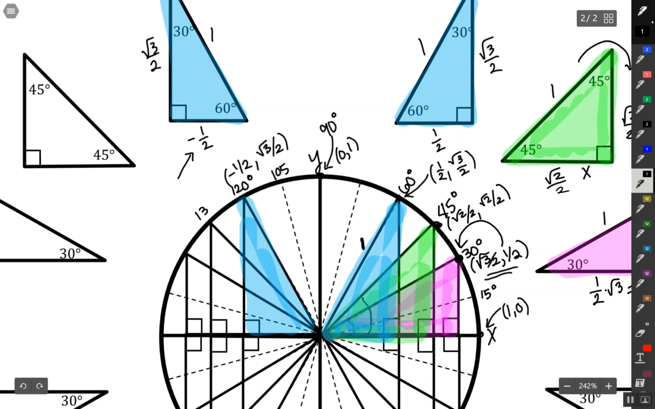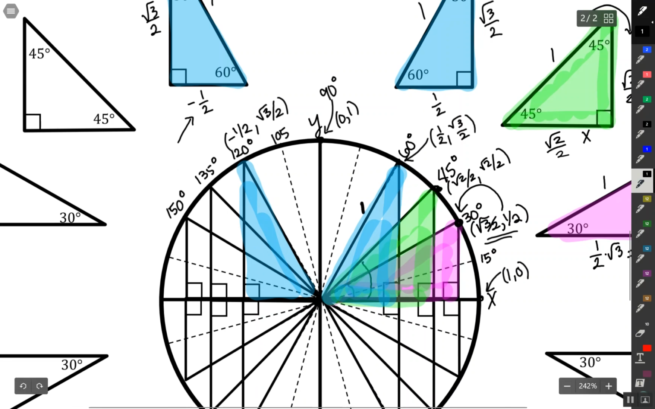So the next angle is 135. The next one after that, add 15, is 150 degrees. Okay, and then down here is 180.